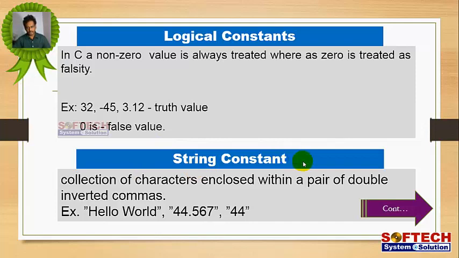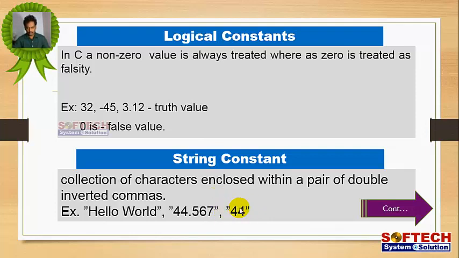String constant. In a string constant, the collection of characters is enclosed within a pair of double inverted commas. What are the characters? Numbers, symbols, letters. These are all characters. A collection of characters enclosed within double quotes is a string constant. For example, Hello world. 44.467 is also a string constant, because it is enclosed in double quotes. 44 is also a string constant if it is enclosed in double quotes.